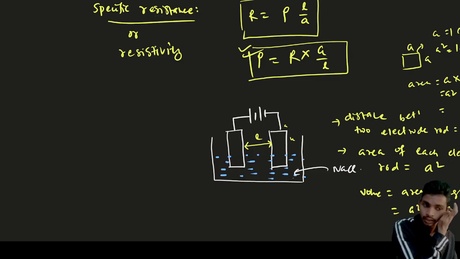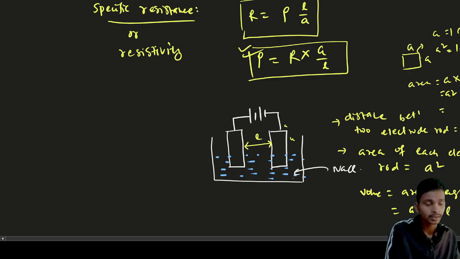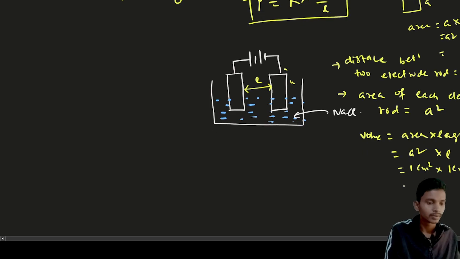Then, let's say each has 1 unit, 1 centimeter, then this is equal to 1 centimeter square, and L is also 1 centimeter, so that is equal to 1 centimeter cube. 1 centimeter cube is equal to 1 milliliter.